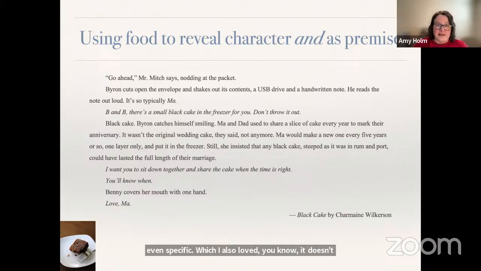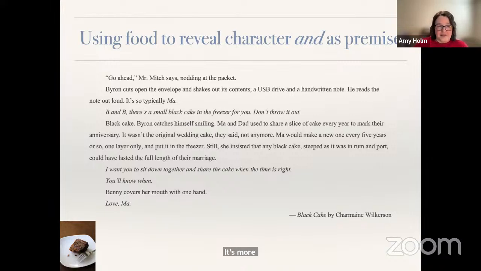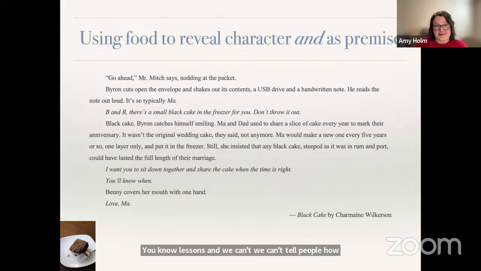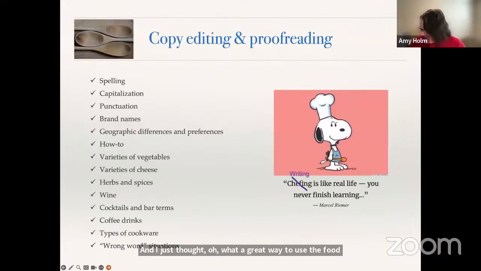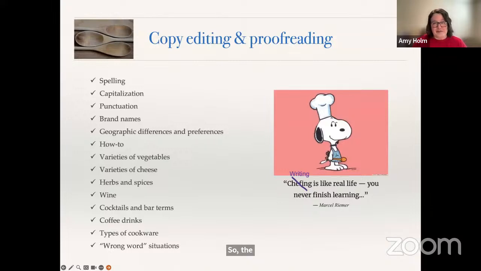It's more like hints for how to go forward with the recipe. And I thought, what a wonderful analogy to somebody leaving lessons. We can't tell people how to do things exactly, but we can leave hints and tips. And I just thought, oh, what a great way to use the food in that case. So love that one. Okay, so the copy editing and proofreading, I had to talk a little bit about that.